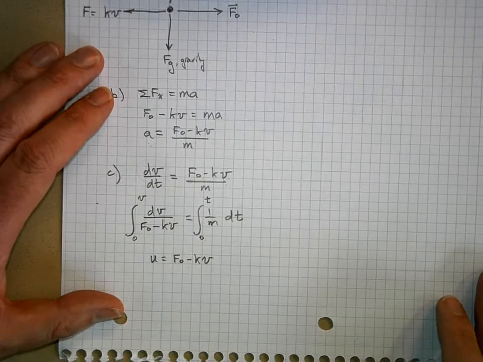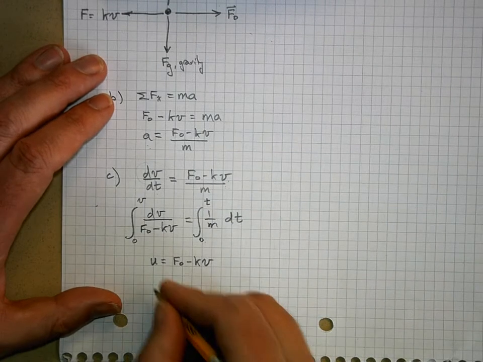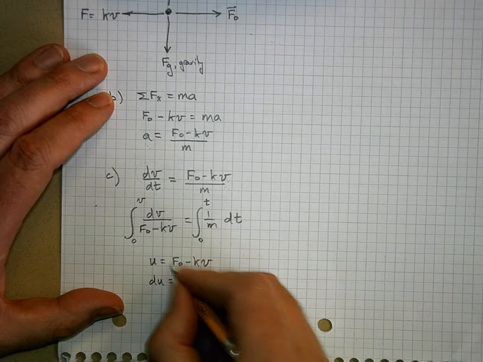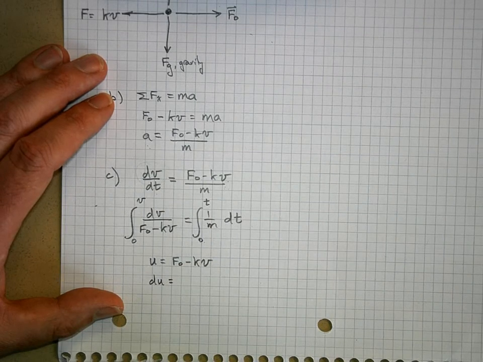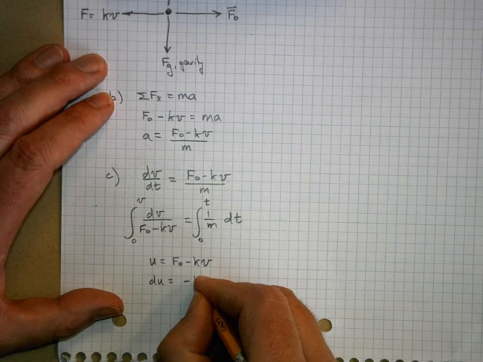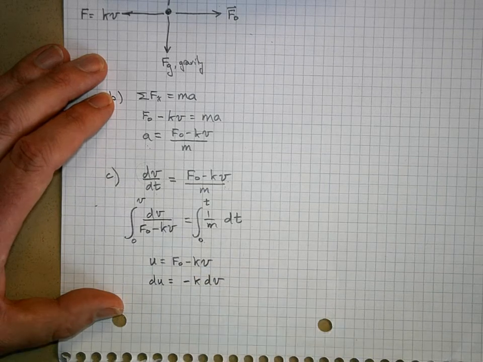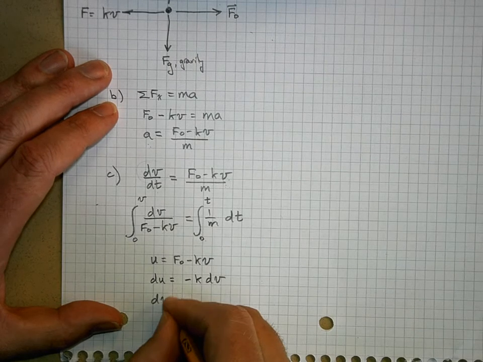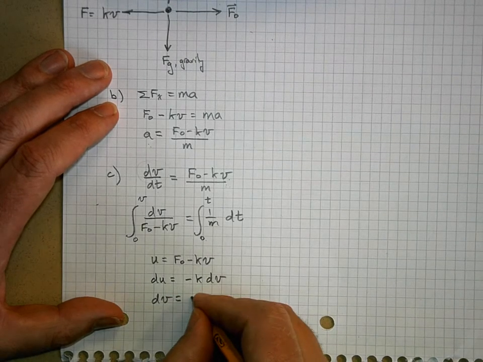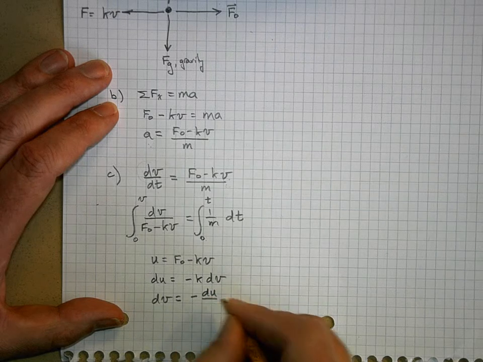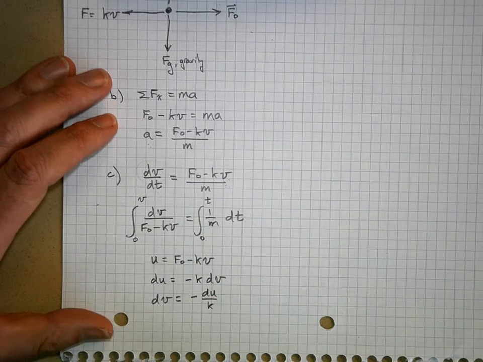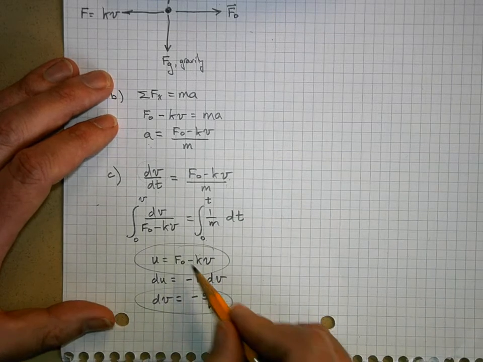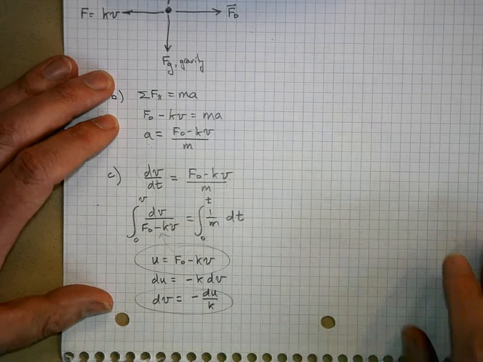Yes. And so what I'm going to do is say du is equal to, well, the differential of f naught is 0, right, because it's a constant. So this is going to be minus k dv. So dv is equal to negative du over k. So I'm going to substitute this in here and this in here. Let me go ahead and do that.